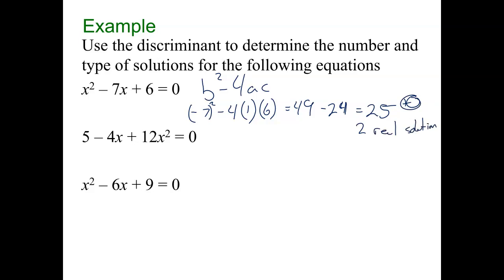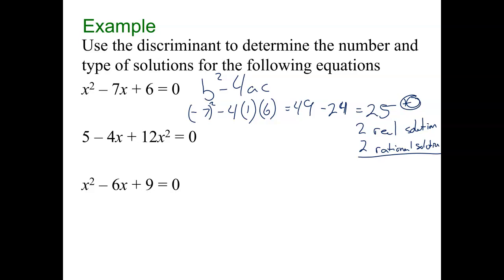And taking it even a step further, can I square root 25? Yes. Because I can do that, it means I'm also going to have 2 rational solutions. Remember, rational numbers are also a subset of real. So I will have 2 real rational solutions. Okay? If it's something that I can't square root, well, then my solution is going to be irrational. Alright?